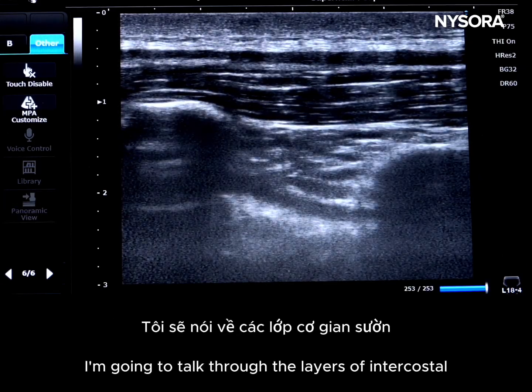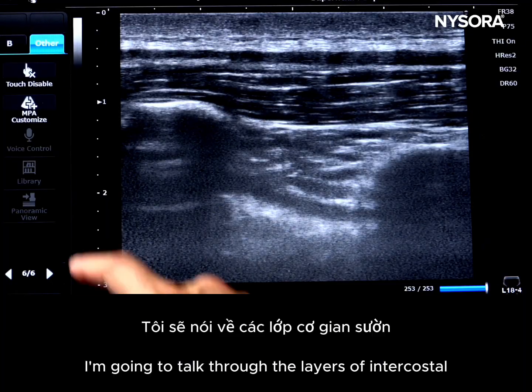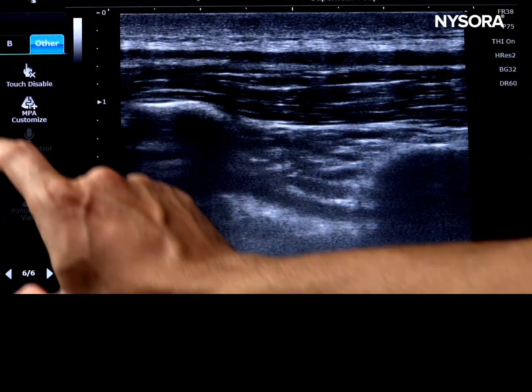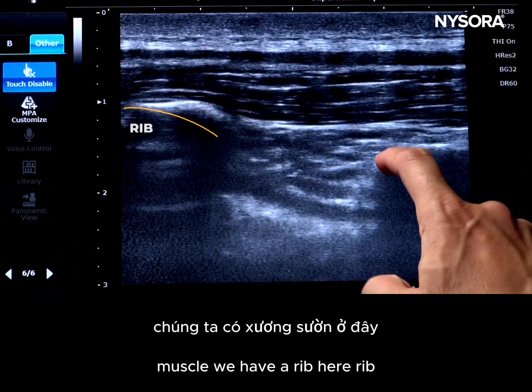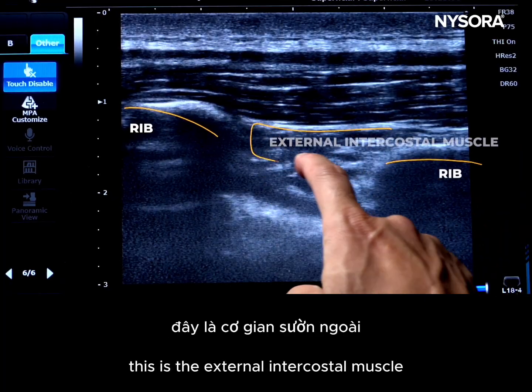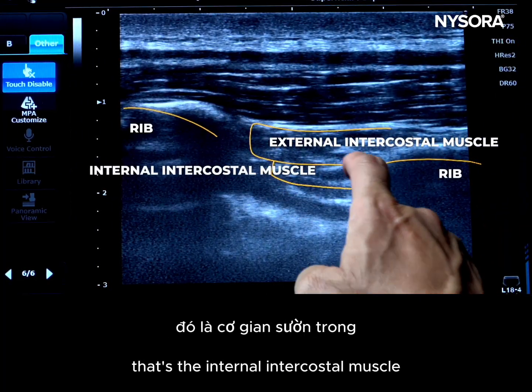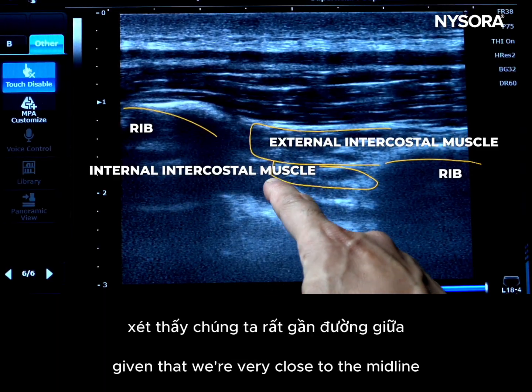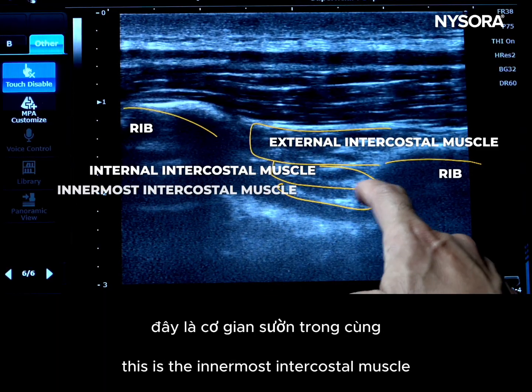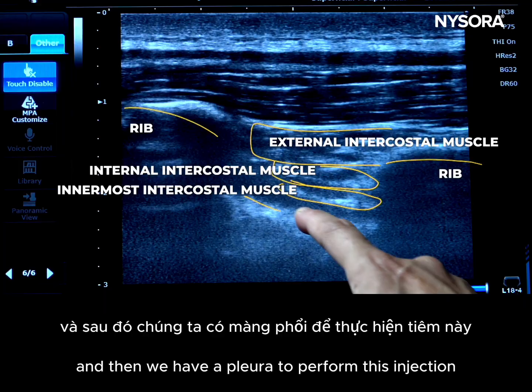I'm going to talk through the layers of intercostal muscle. We have a rib here, and this is the external intercostal muscle. We have another layer, that's the internal intercostal muscle. Given that we're very close to the midline, this is the innermost intercostal muscle. And then we have the pleura.